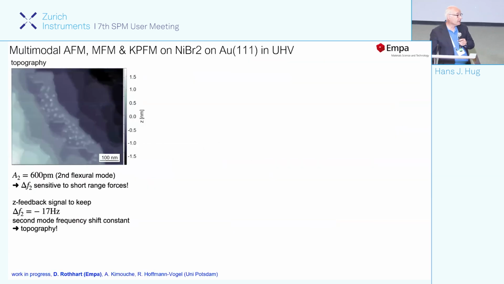And does it work? Yes, it does work. This is the topography. And I have to apologize a little bit. This is not the nice looking gold surface, but that preparation was done by my former PhD student who was a little bit less talented. And thank God, I now have Daniel Rothart, who also gives a poster presentation, and he's really talented. He knows how to prepare this surface in a better way. But these are initial experiments.